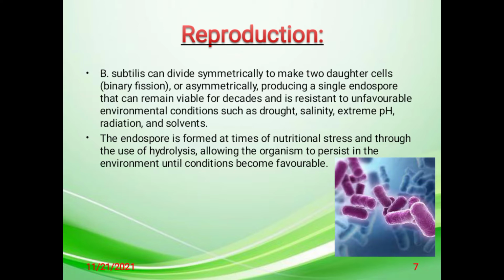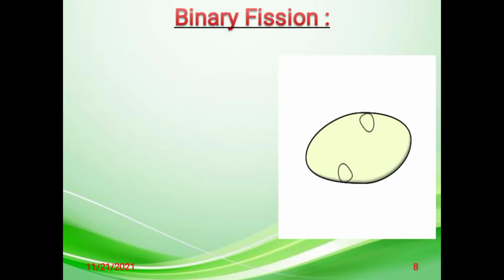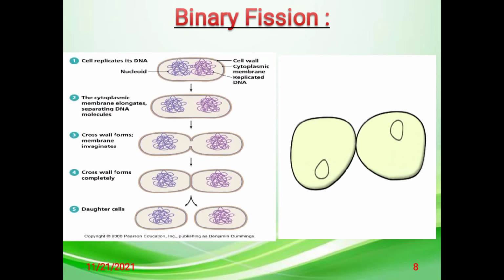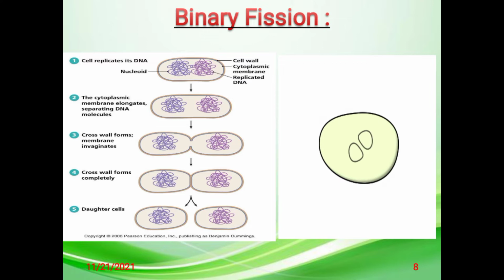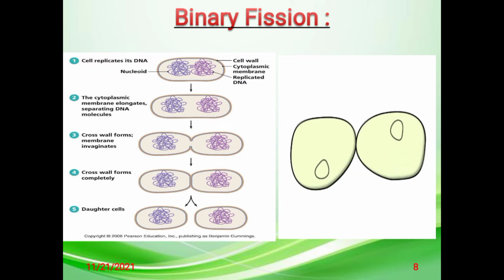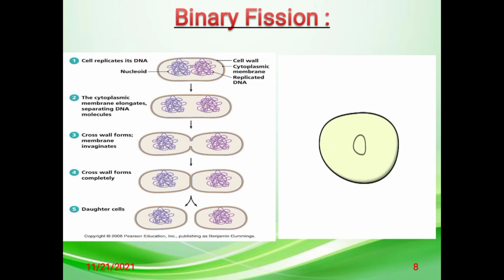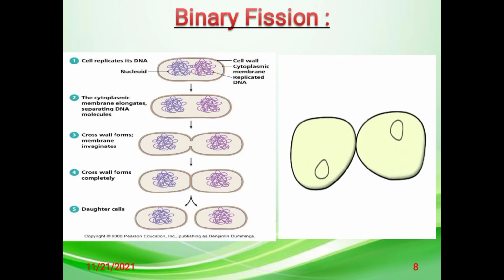Reproduction. Bacillus subtilis reproduces by vegetative reproduction, and then transformation, transduction, and conjugation. It has no sexual reproduction because it has no gamete. Binary fission is an asexual reproduction by separating of the body into two new bodies. Firstly, this picture is binary fission.